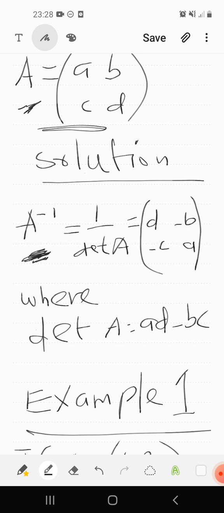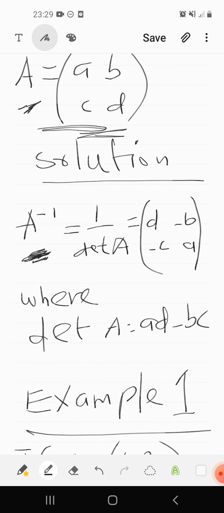For the 1 over the determinant of A, you find the determinant of this matrix, as we have learned. You cross multiply A by D minus B multiplying C, then you get the determinant of that matrix. So 1 over the answer you had for the determinant. But the positions have changed here.